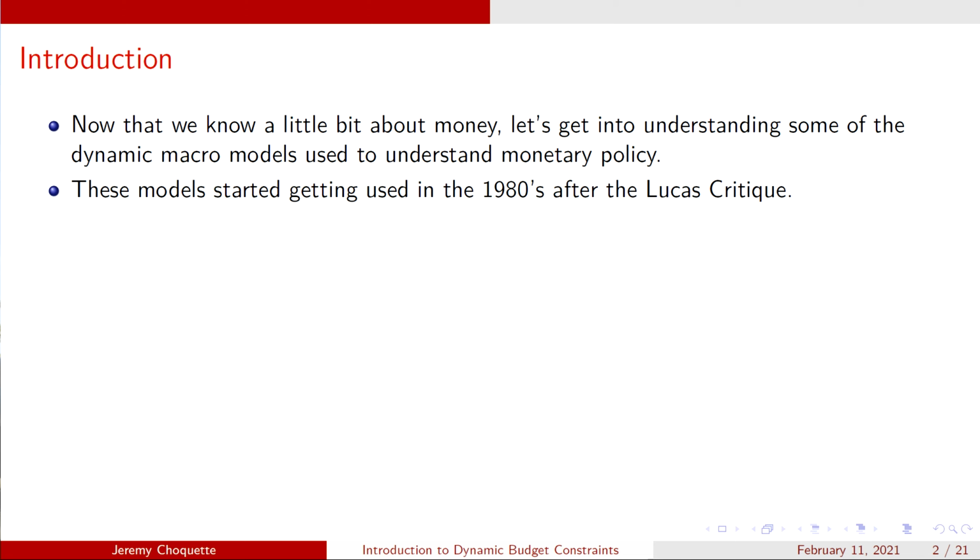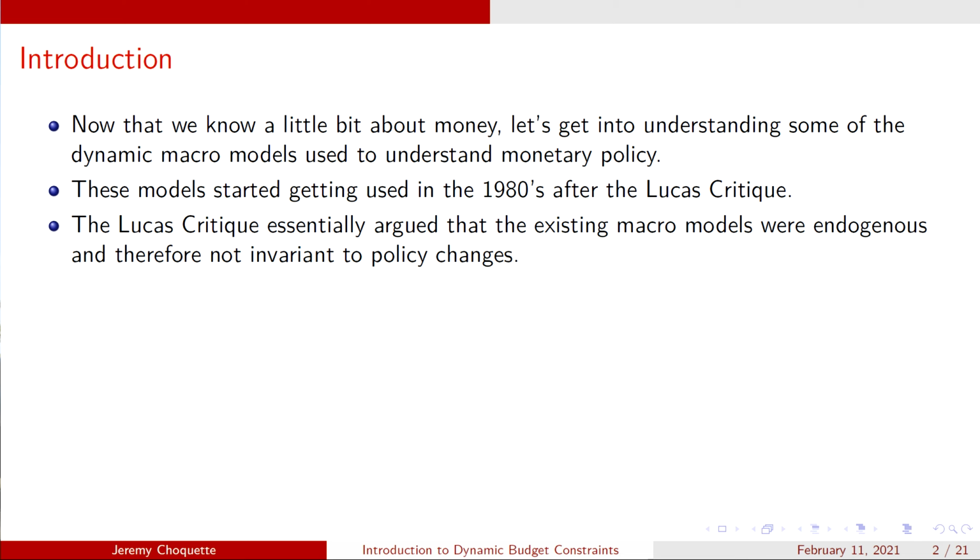These models that we're going to learn, they're really, really new. They started getting used in the 1980s after the Lucas critique. Well, all right, they're not super new, I guess they're kind of new because they're older than I am. So I guess if I still say they're really, really new, then I don't sound super old. But they all came out after the Lucas critique. So you're probably going, hey, Jeremy, what's the Lucas critique? Well, I will tell you.